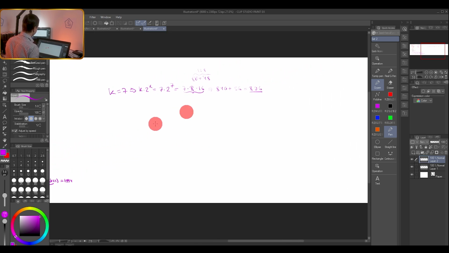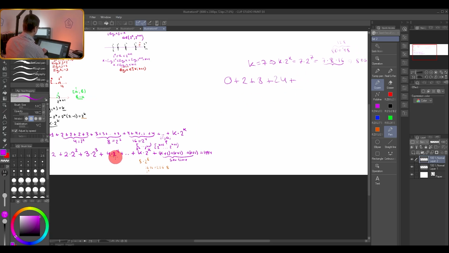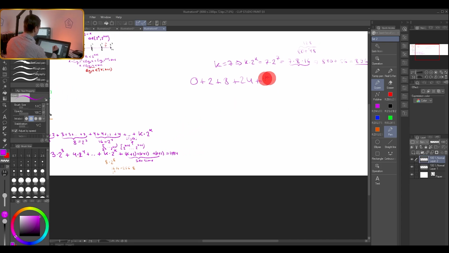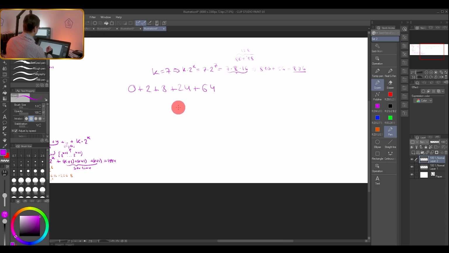So let's do it, because in AIME we can't use a calculator. The numbers on the front will be like this: 0 plus 2 plus 8, plus 24, plus 4 times 2 to the power of 4. 4 times 16 is 64. Then 5 times 2 to the power of 5: 2 to the power of 5 is 32, and 32 times 5 is 160.